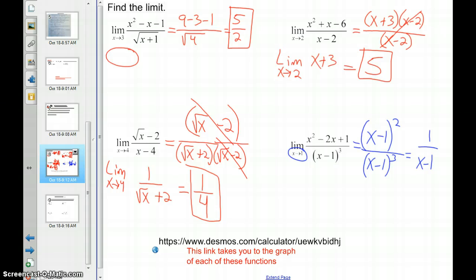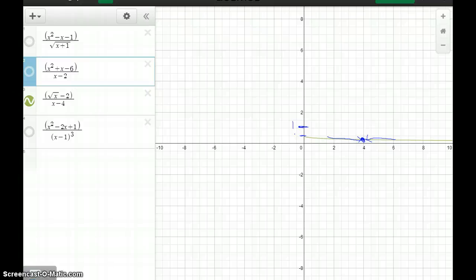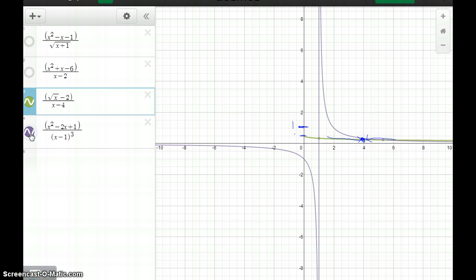So the last resort is to look at the graph. Oops, turn that one off. Okay. So, limit as x approaches 1. Well, we got a vertical asymptote at 1. As x approaches 1 from the left, these y values are going towards negative infinity. As we approach 1 from the right, these values are going up towards positive infinity.